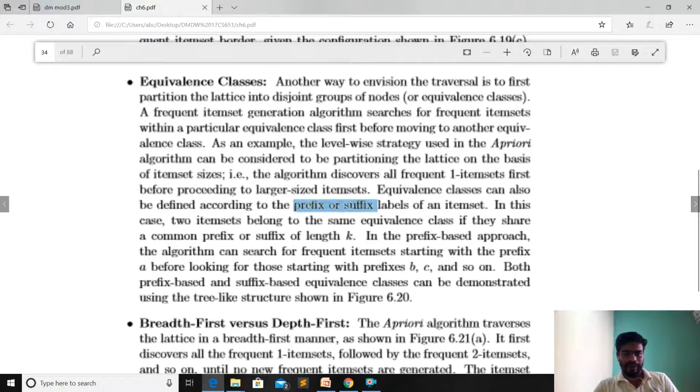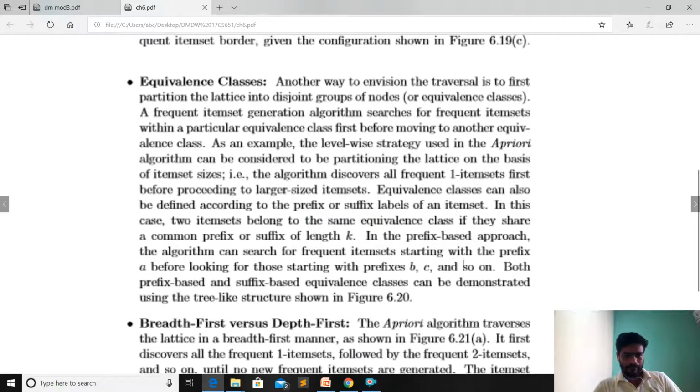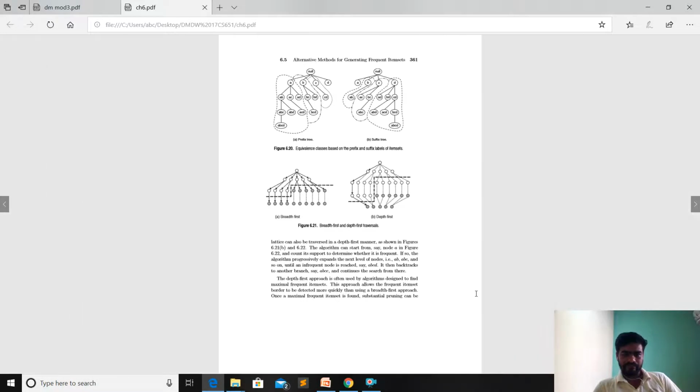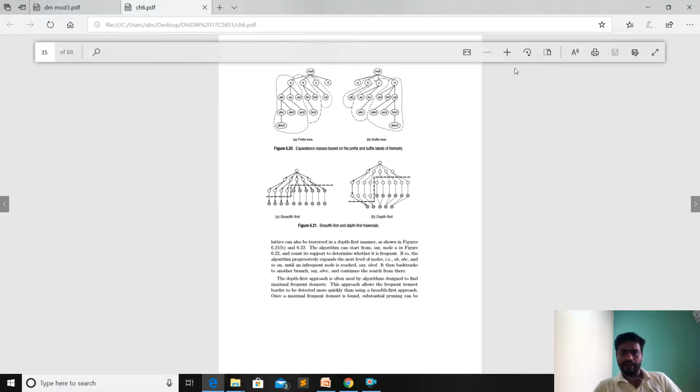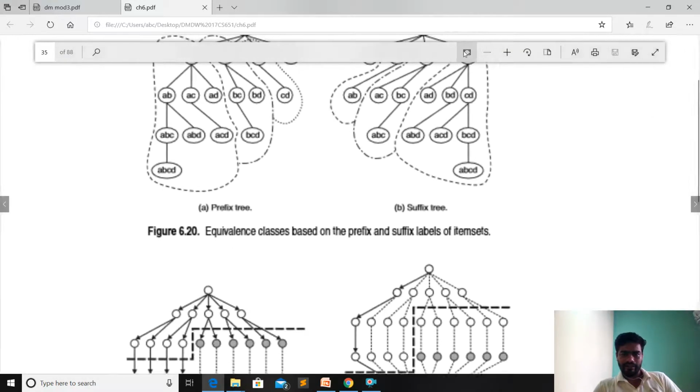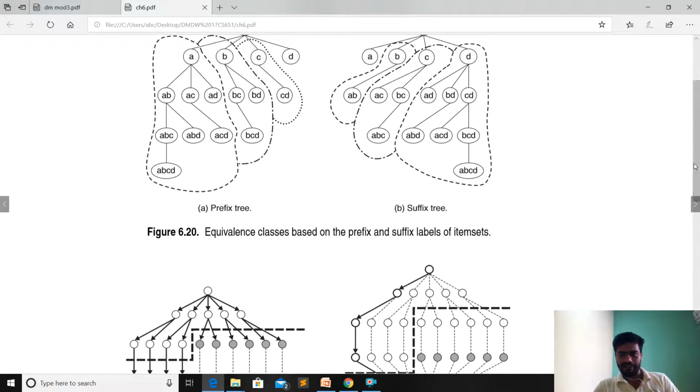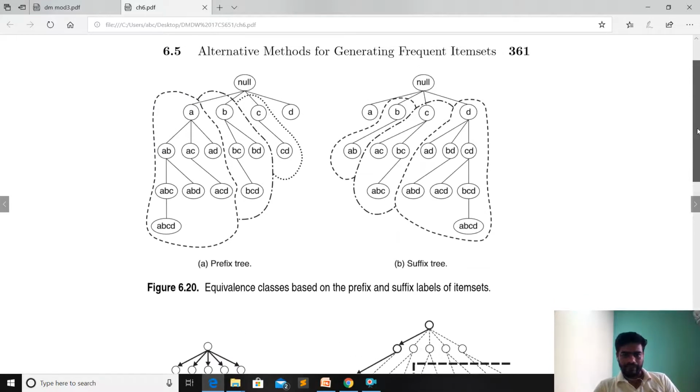So here in equivalence classes, how can we calculate the frequent item sets based on the prefix or suffix labels of an item set? Take an example of the lattice structure, where we have done the classification based on frequent item set equivalence classes. The classes which belong to the same group are called equivalence classes. So how do we separate the equivalence classes based on prefix and suffix? This is the prefix tree and this is the suffix tree.